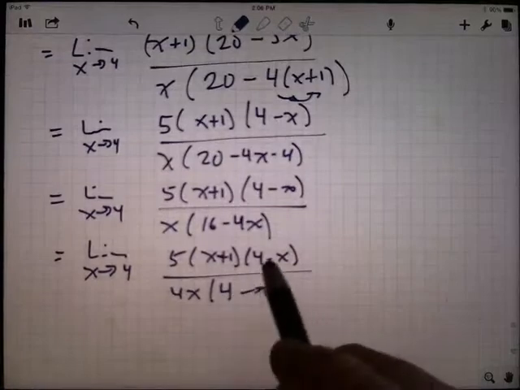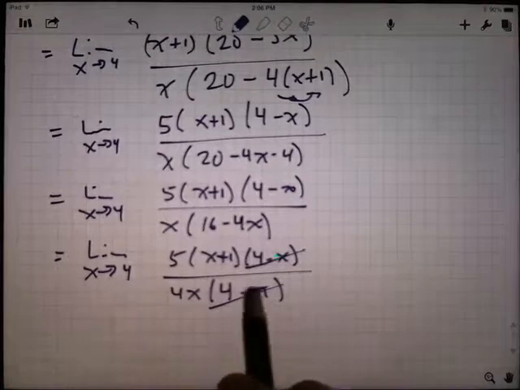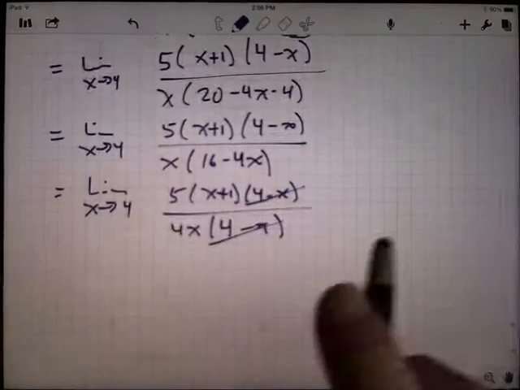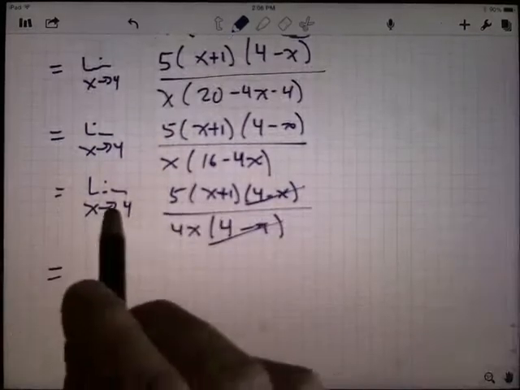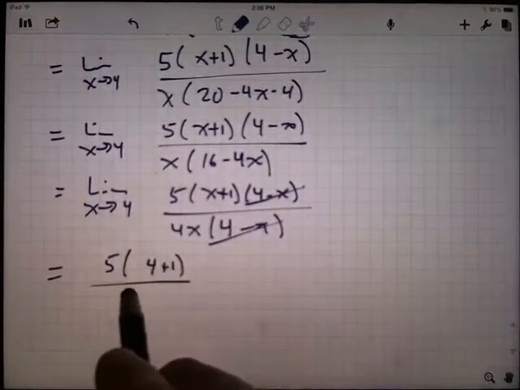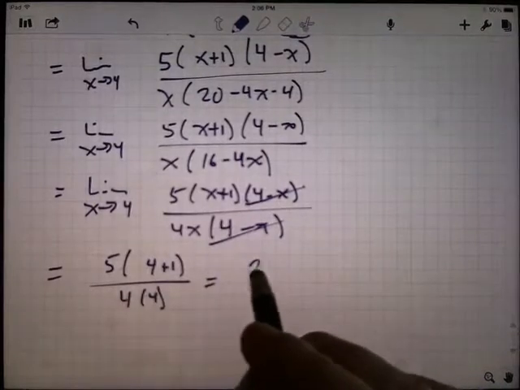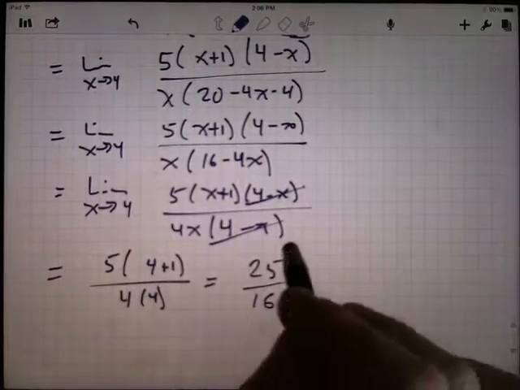There's my 0 divided by 0, my 4 minus x over 4 minus x when x is going to 4, right? That's the 0 over 0. I just got it canceled out. So we're in good shape now. Plug the 4 in. I've got a 5, I've got a 4 plus 1, and I've got a 4 times 4 on the bottom for a grand total of 25 over 16.